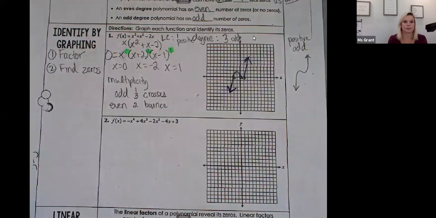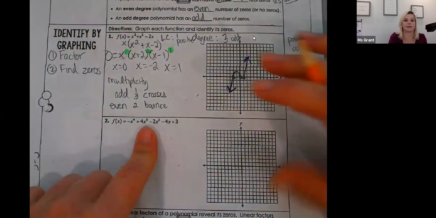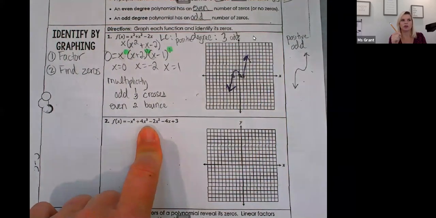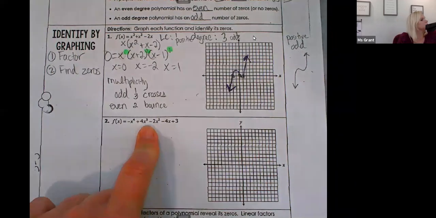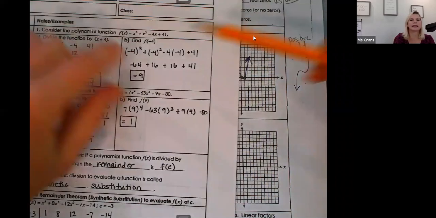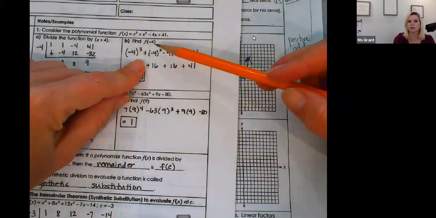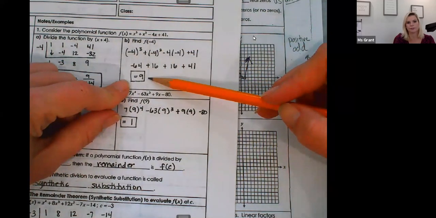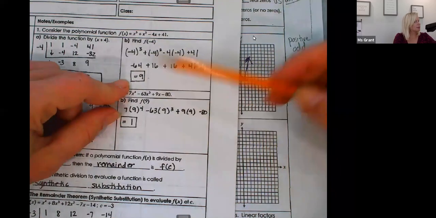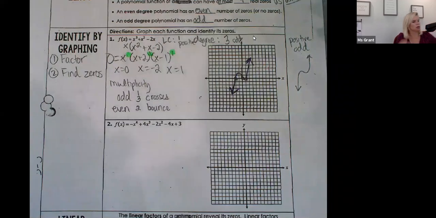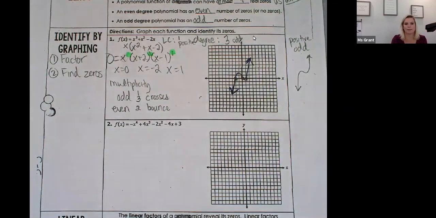Guess what on number 2? It's not factorable. I can't just do parentheses and figure this out. I also don't want to sit and do a ton of synthetic division. So let's look at this from yesterday. Remember yesterday how I was able to just plug in numbers that I thought might be a factor? And if I got a 0 as my remainder, then I knew it was a factor. So when you get a 0 as a remainder, you know it's a factor. I need to test out some numbers that I think might be factors.